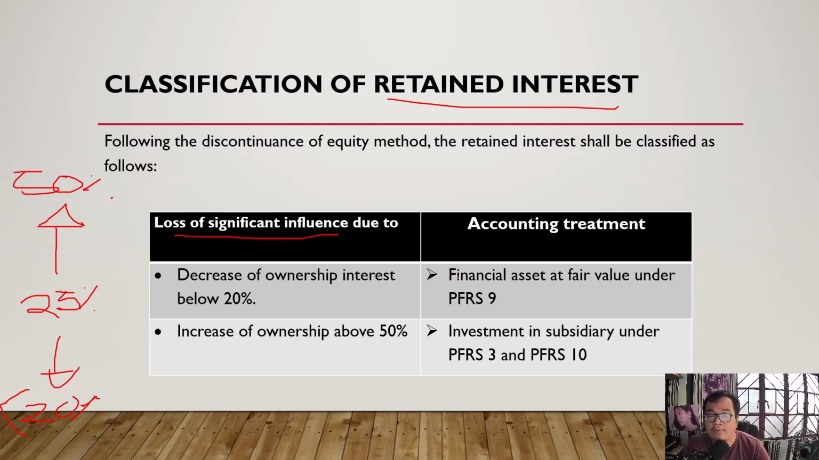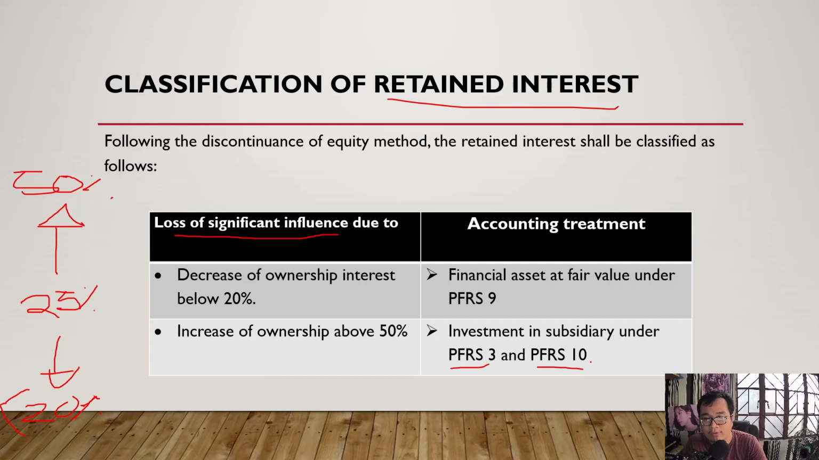Now, on the other hand, kapag nagkaroon ng increase in ownership, tapos yung ownership mo naging more than 50%, ibig sabihin, it is now classified under PFRS 3 and PFRS 10. PFRS 3 is business combination. So, accounting for business combination yan, add back to yan. PFRS 10 is consolidated financial statement. So, add back to rin yan, accounting for business combination.